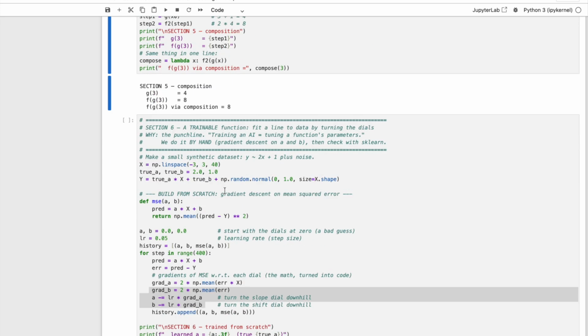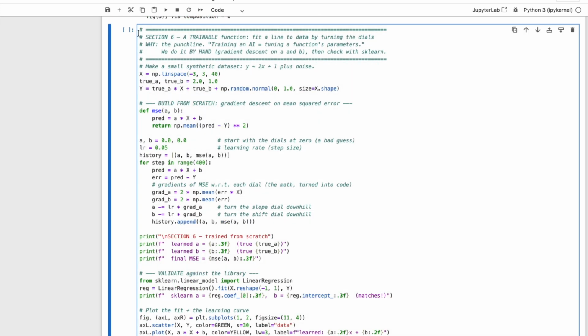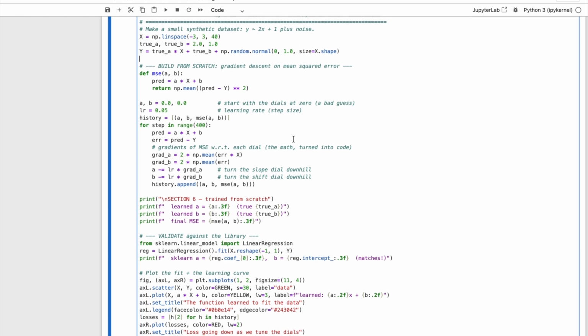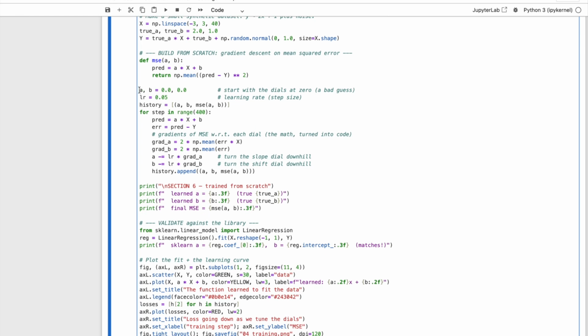Now the payoff. Let us make a function that learns. Here is some noisy data that roughly follows 2x plus 1. We start with both dials at 0, a terrible guess. Then, step by step, we nudge the slope and the shift in the direction that lowers the error. This nudging is gradient descent, and we are coding it by hand.